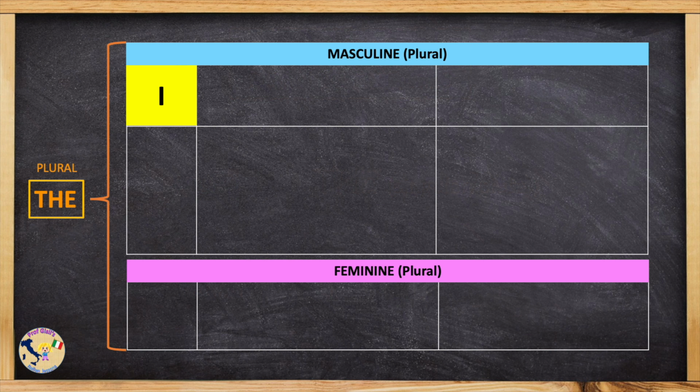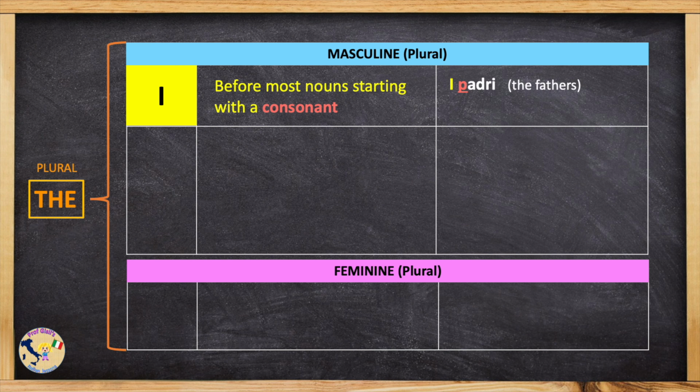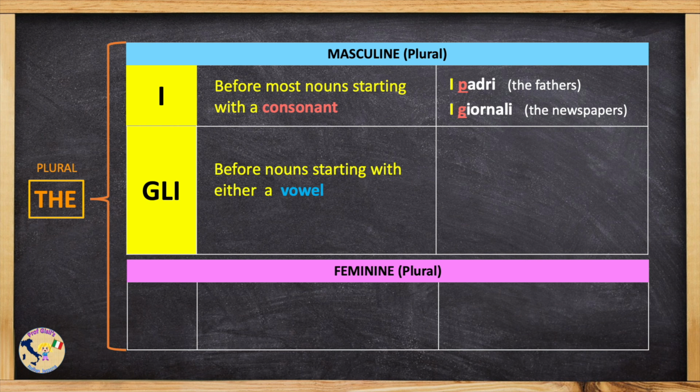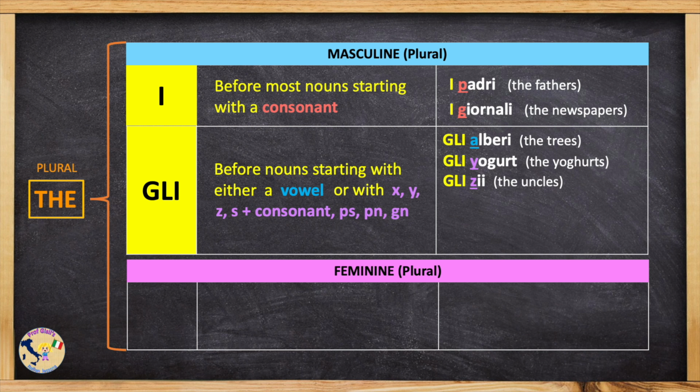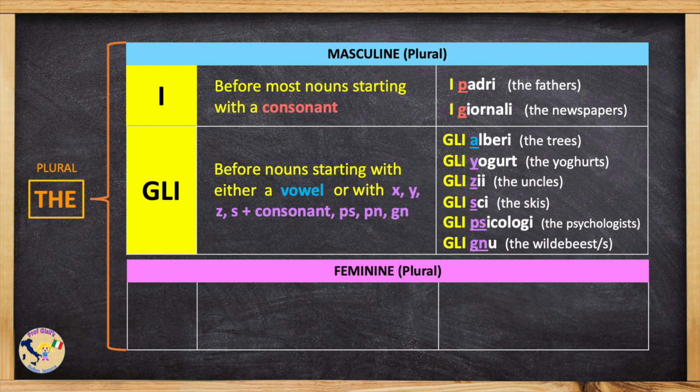We use i in front of plural masculine nouns starting with a consonant, as in i padri or i giornali. And we use gli in front of plural masculine nouns starting with either a vowel, as in gli alberi, or with x, y, z, s plus consonant, ps, pn, gn. Here are some examples: gli yogurt, gli zii, gli sci, gli psicologi, gli gnu.